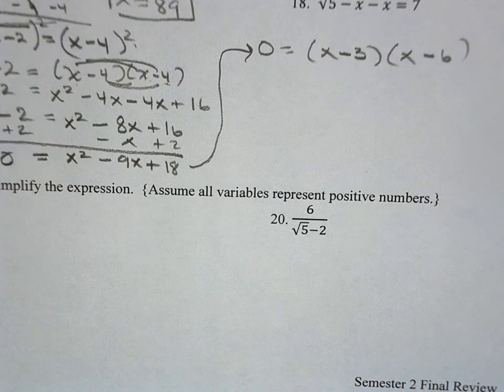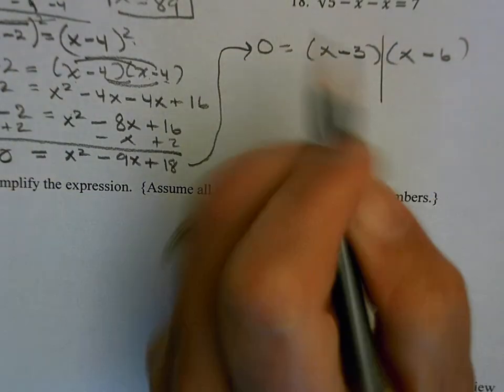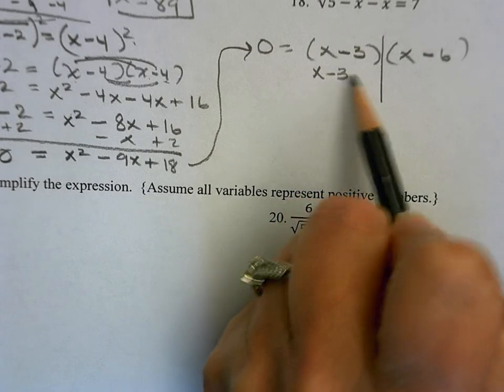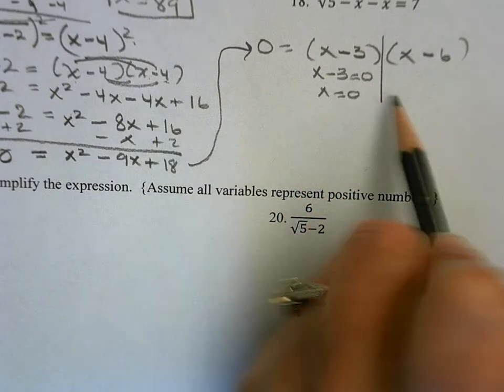And so then now when I go ahead and solve, I'm going to just split that. So I would let x minus 3 equals 0. So x equals 3. Oops, not 0.